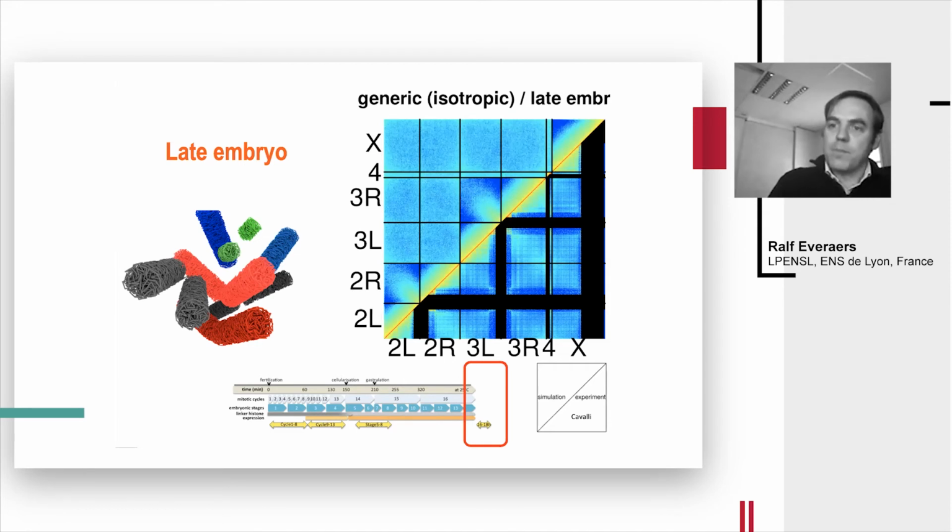These black bars, I should have said that, are in the experiments. Experiments cannot really measure contacts in constitutive heterochromatin because there are so many repetitive sequences that they can't map the reads. So they don't see these. Okay, so that's what we can get out of the generic model.